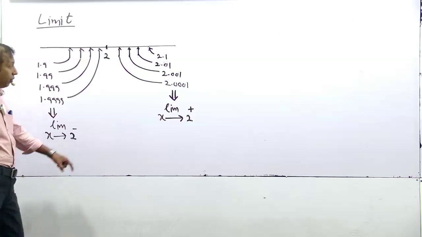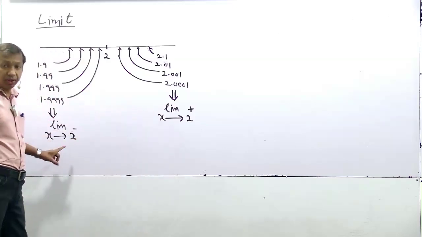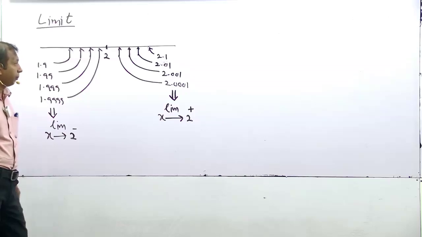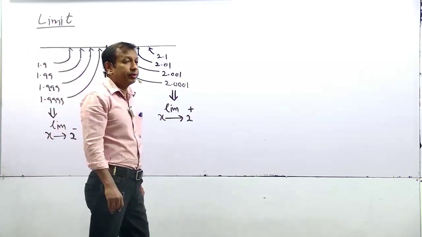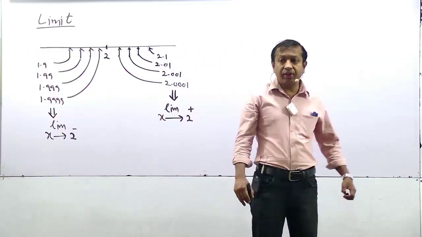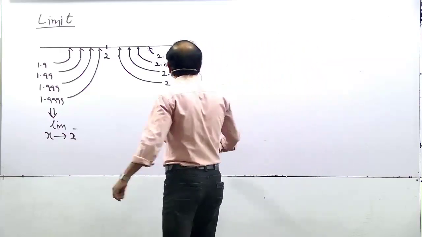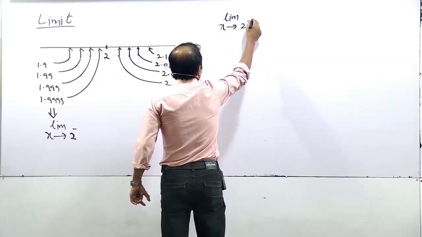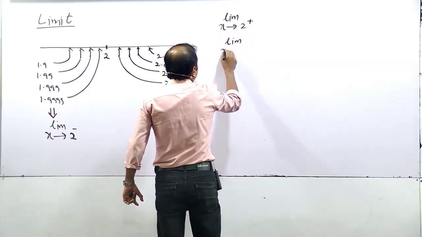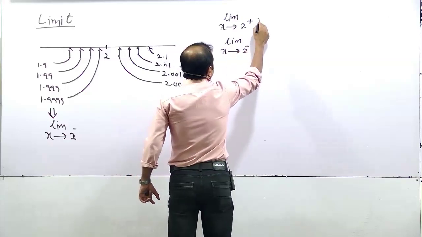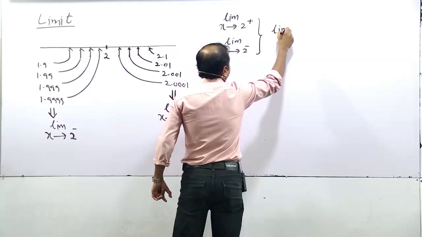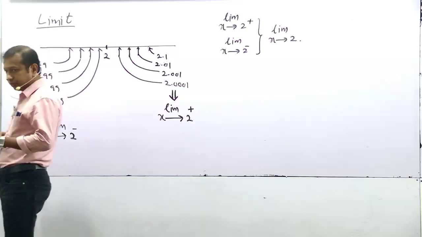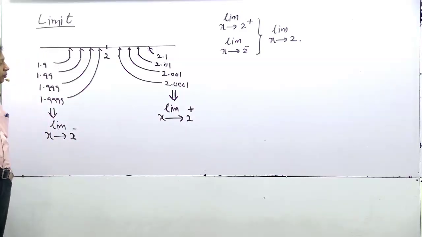Okay. This is called the right limit of x. This is called the left limit of x. Then these both, how do we write them? Simply in one statement: limit x approaches 2 plus, limit x approaches 2 minus. Both we write together as limit x approaches 2.